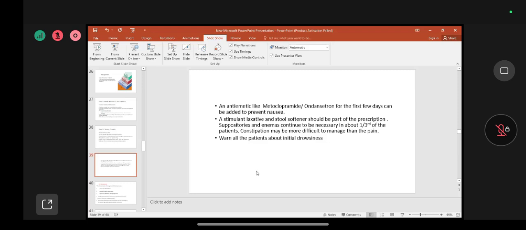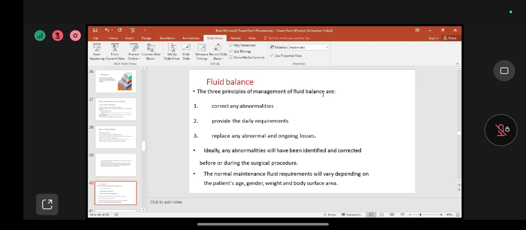For opioids that cause nausea and vomiting, we can add antiemetic drugs like metoclopramide and ondansetron, and we also use a stimulant laxative and stool softener during tramadol and opioid use.